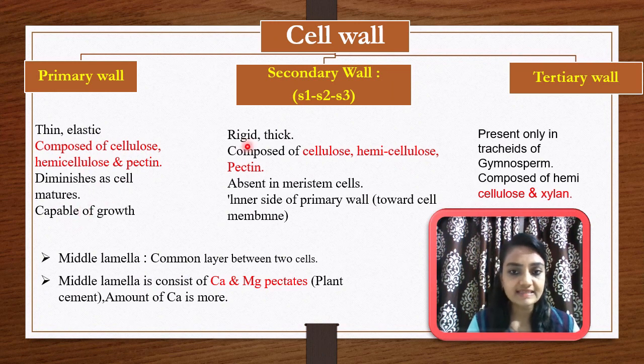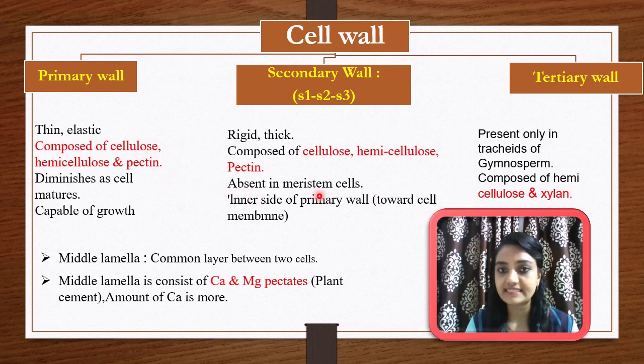And now let me discuss the secondary cell wall. As compared to primary, it is rigid and thick. It is composed of cellulose, hemicellulose and pectin. The composition will be the same as the primary cell wall. It is absent in meristem cells. It is found on the inner side of the primary wall towards the cell membrane. We will discuss this in the next slides.